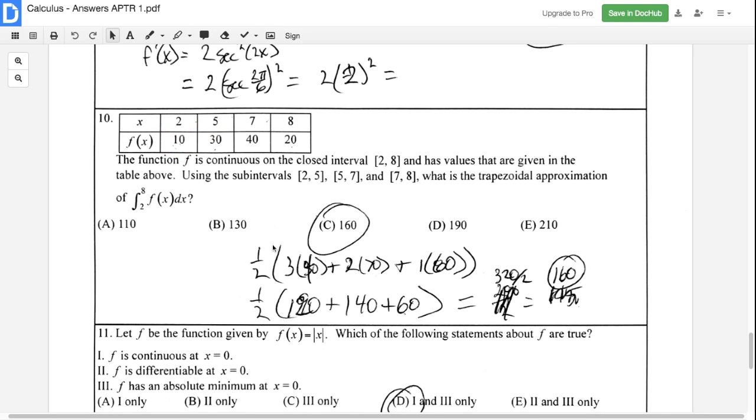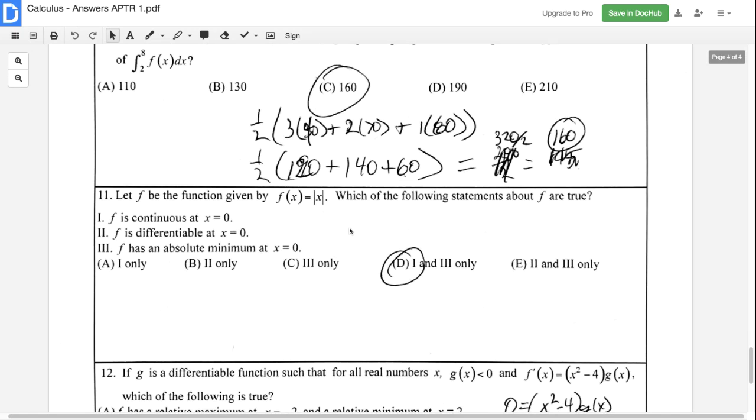So 2 to 5 gives me 3, 10 plus 30 gives me 40. 5 to 7 is 2, 30 plus 40 is 70. 7 to 8 is 1, 40 plus 20 is 60. Clean all that up, we end up with 160 as my answer.